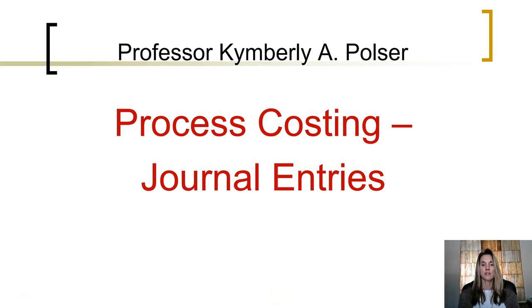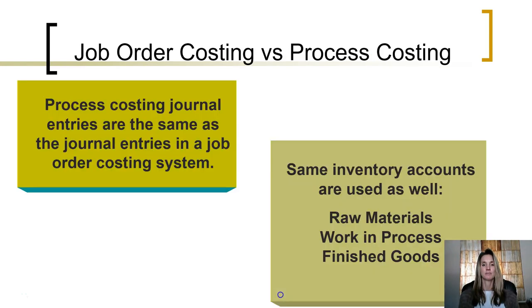Let's take a look at the journal entries in a process costing system. The process costing journal entries are exactly the same as the journal entries in a job order costing system. The same inventory accounts are used as well: raw materials, work in process, and finished goods.